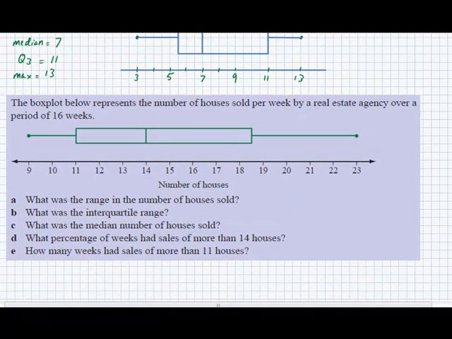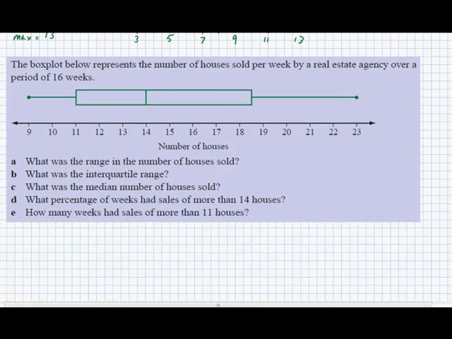Okay, question 2. We've got the box plot below represents the number of houses sold per week by a real estate agency over a period of 16 weeks. So what was the range in the number of houses sold? So our maximum is 23. Our minimum was 9. So our range is 14.